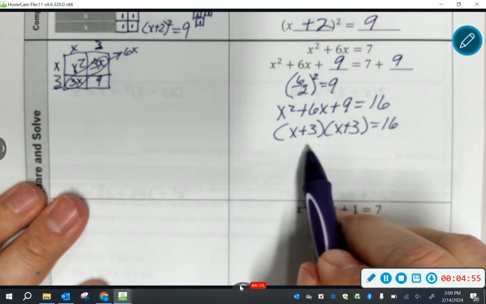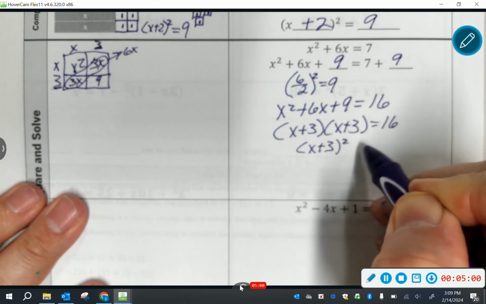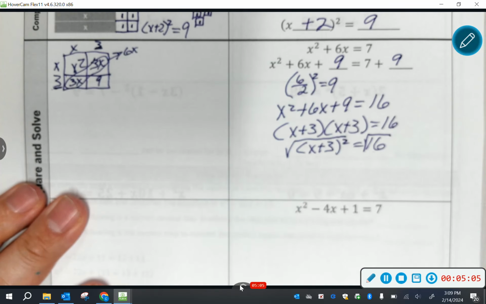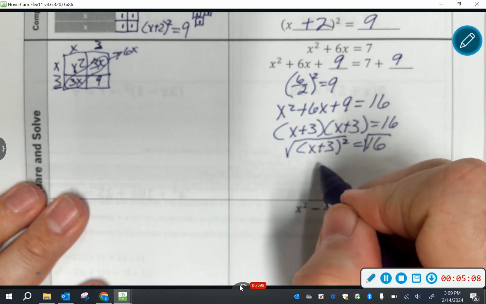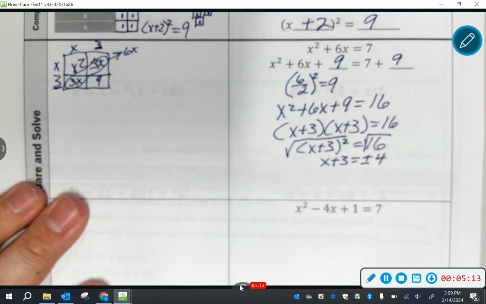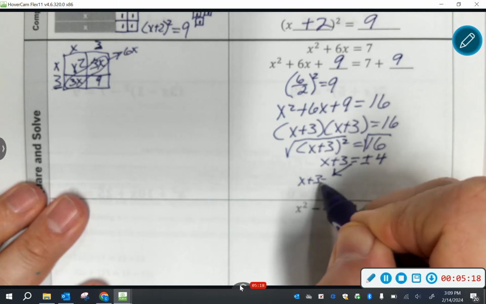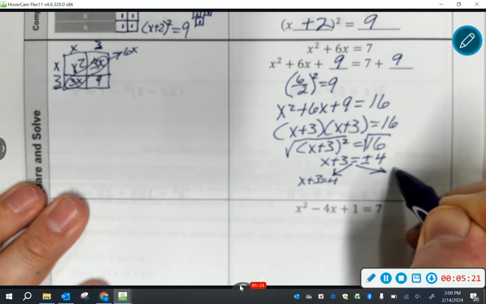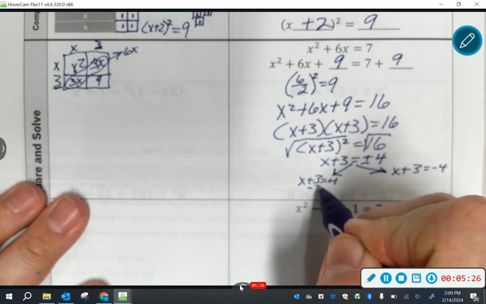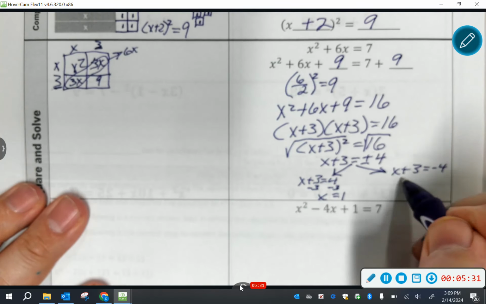Now x plus 3 times x plus 3, we can rewrite like this, equal to 16. So now we can take the square root of both sides. That gives me x plus 3 is equal to plus or minus 4. So x plus 3 is equal to 4, and x plus 3 is equal to negative 4. Now subtract 3. That'll be x equals 1. And then I subtract 3.